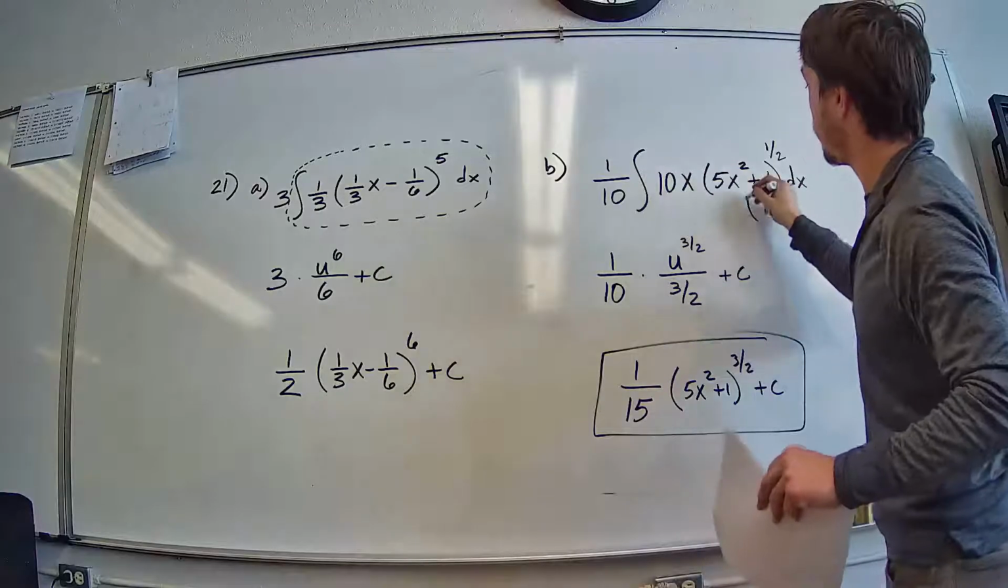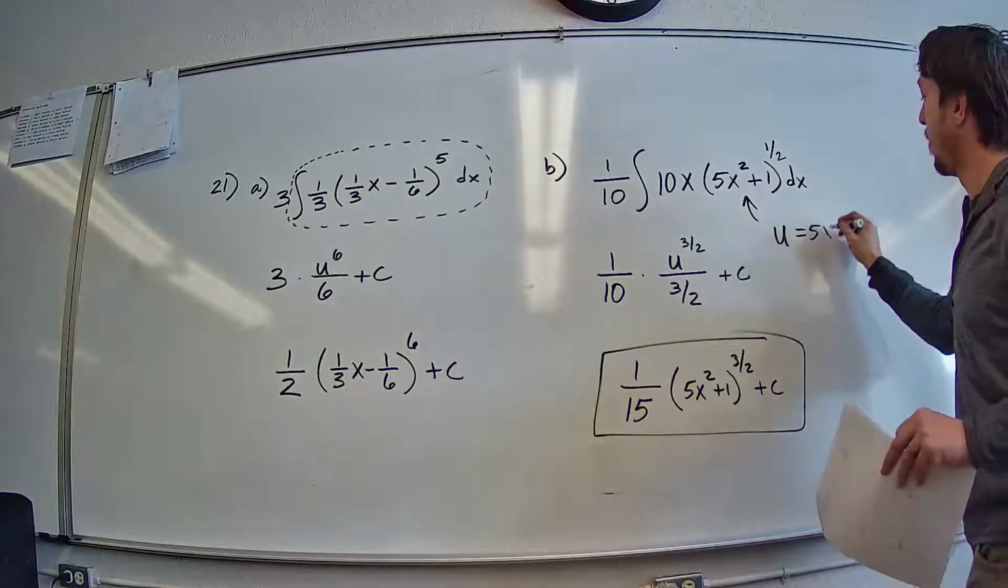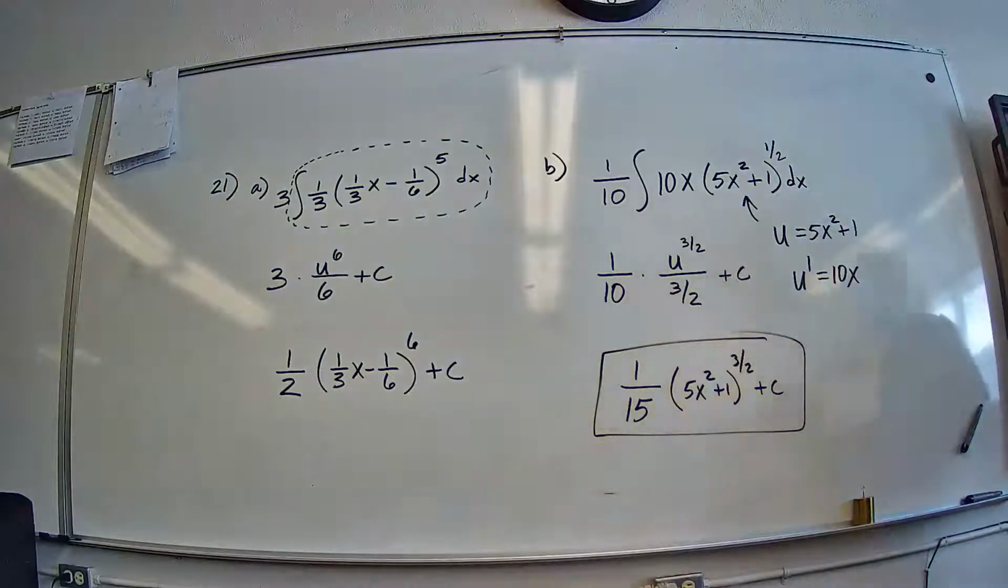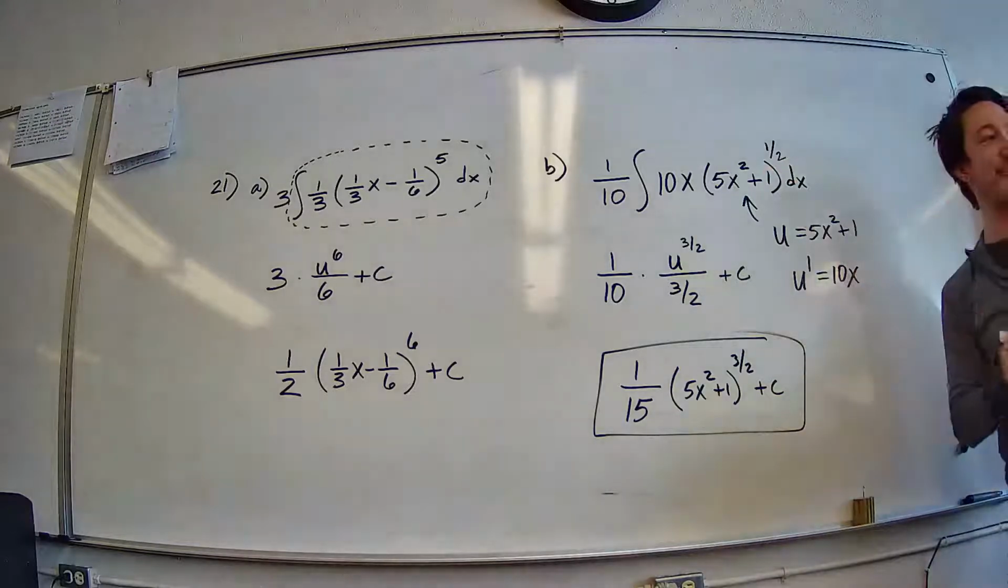Because this is u, so u is 5x squared plus 1. So I wanted to have a 10x. And the only thing I have the power to do is to multiply and divide by 10.